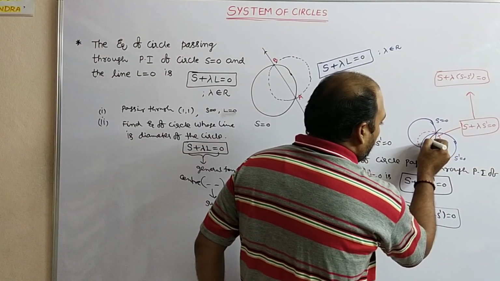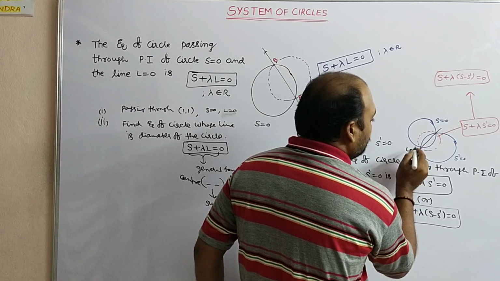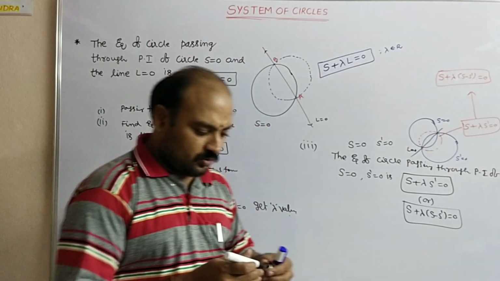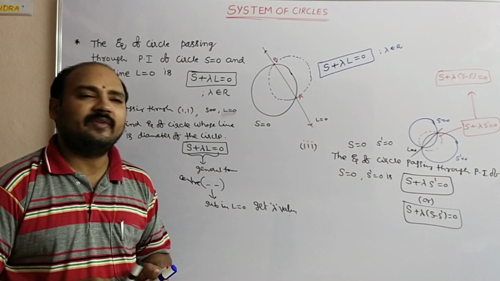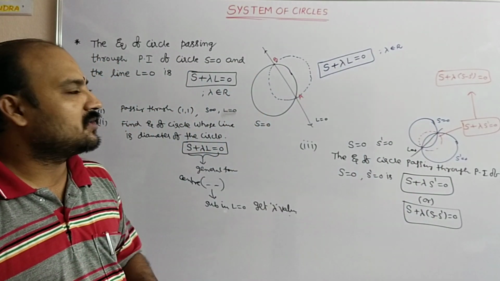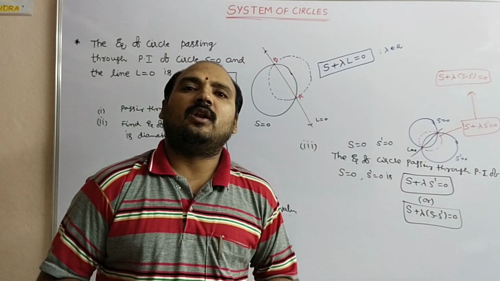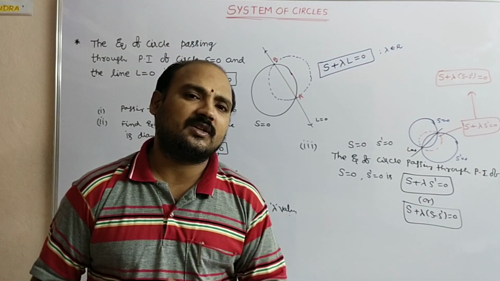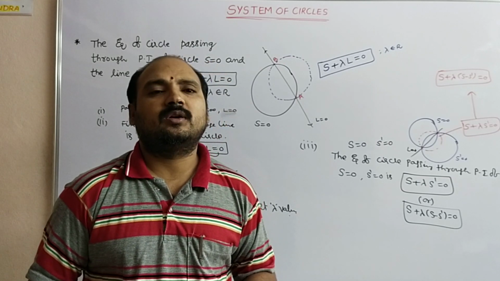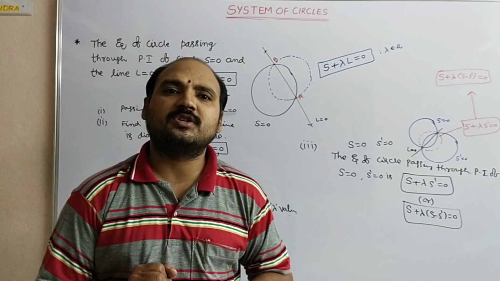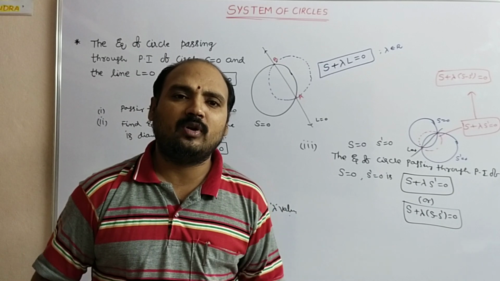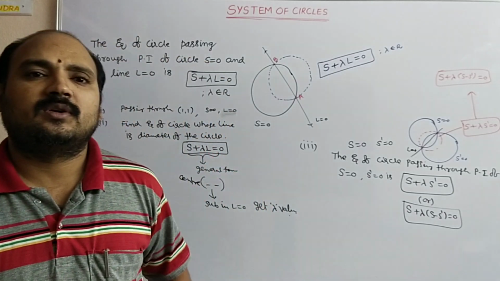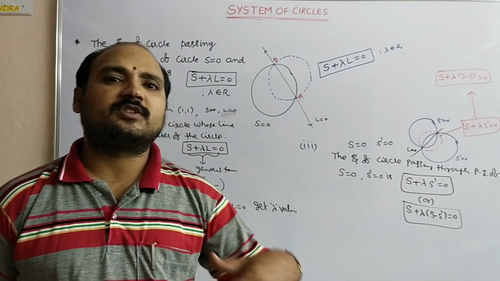So this is called the common chord. L is equal to 0. L is equal to 0 means S minus S dash is the radical axis. So based on these, they will ask the questions. Limiting points and coaxial system is there. Nowadays they are not asking the questions. But if we see the questions based on that, it will be available in recent question papers. We will discuss that also in the next video.